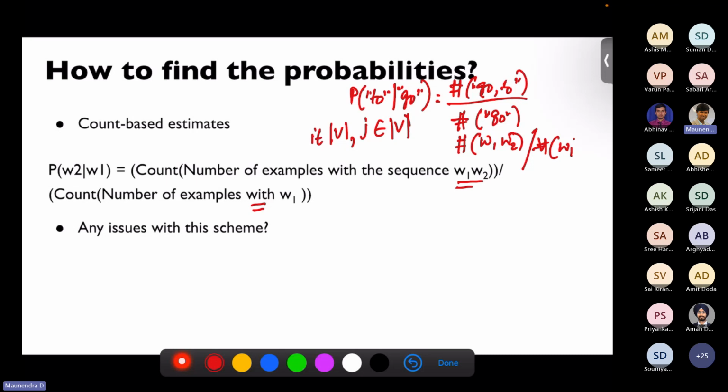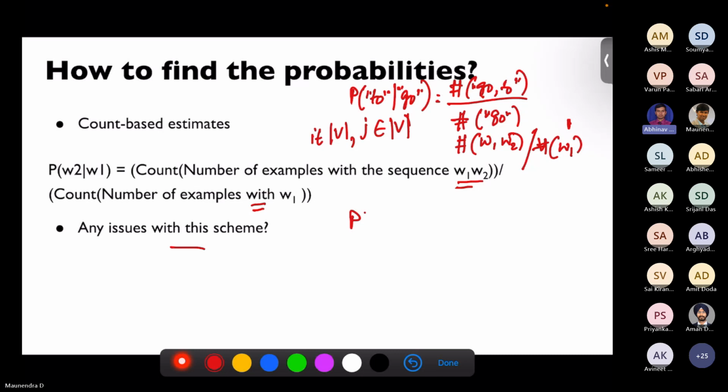So like that. Then if we want to find the probability of, okay, let us wait for a moment when we go to other probabilities. Now, do you see any issues with this scheme, this way of finding the probabilities? Yeah, please. No worries, Avinav. Go ahead.